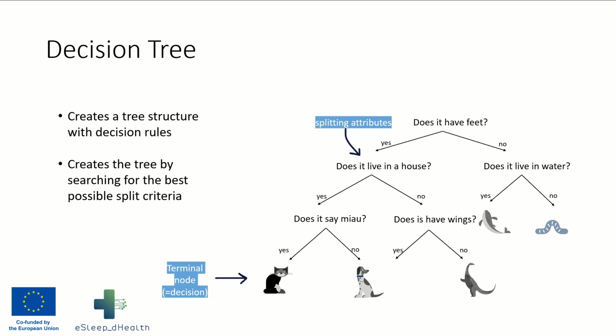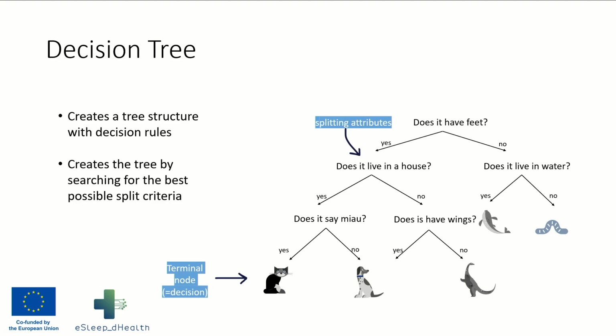And the one advantage of this model is that it's really easy to understand as a human. So we can always follow those branches and then understand why the machine learning model made a certain decision. But I think the main question is now, how do we create this tree? So how does the model come up with those branches and splitting attributes? And for this, we're going to look at split criteria. So the tree searches for the best possible split criteria.